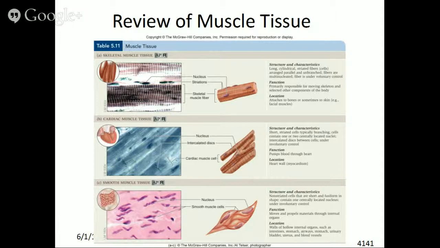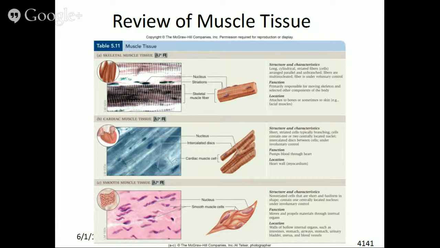So the celery and the carrots, those sticks in the bowl, those can be your protein fibers. But the water that you poured in there, that's the matrix that everybody's suspended in. Notice that the protein fibers are floating right beside the cells. In muscle tissue, that's not the case. The protein fibers are actually inside of the cells.